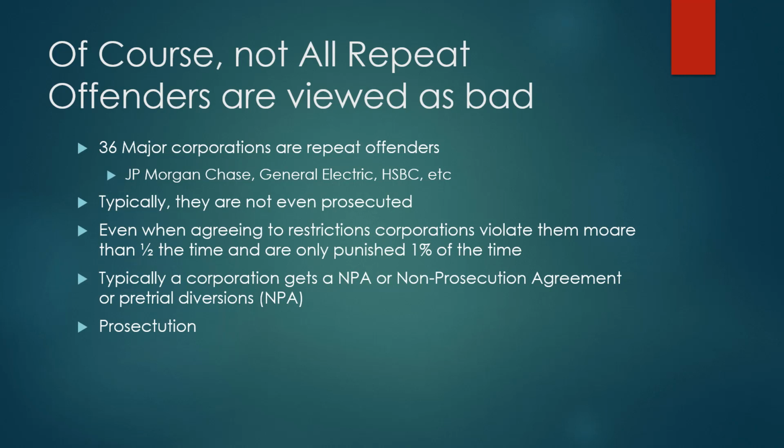Even when they agree to restrictions, they're very rarely punished. Typically, what a corporation will get when it commits a crime is an NPA, a non-prosecution agreement, or a pretrial diversion. These non-prosecution agreements really let the corporation say, okay, we're going to pay a fine or we're going to do this, but we're not pleading guilty. So we do tend to punish individuals. We don't tend to punish corporations as much.